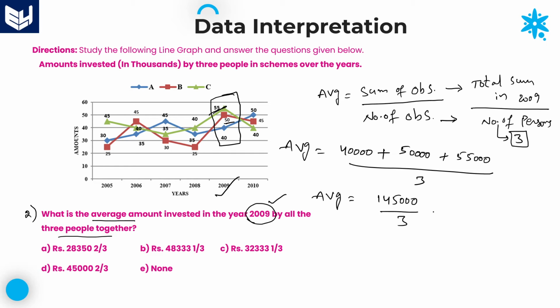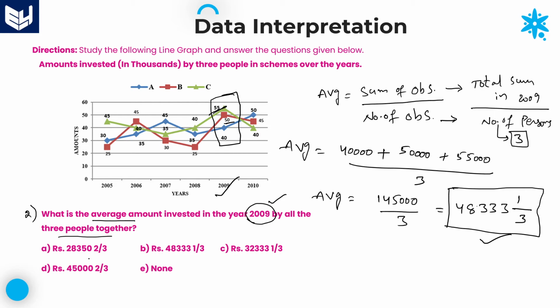1,45,000 divided by 3. 3 fours are 12. 2 is left over, 25. 3 eights are 24, 1 is left over, 10. 10 means 3 times. Again 1 is left over. Again 3 times, again 3 times. Still 1 is the remainder. Divided by 3. So 48,333 1 by 3. That is our required average.